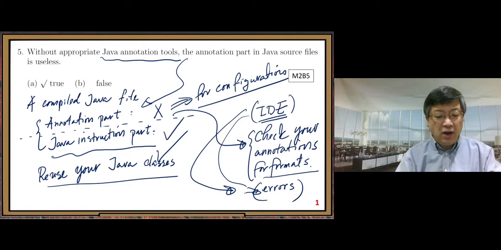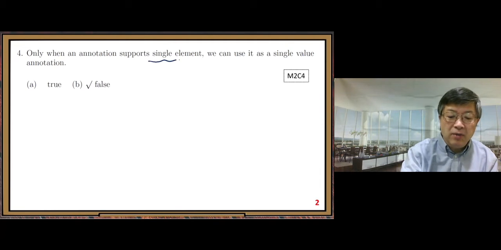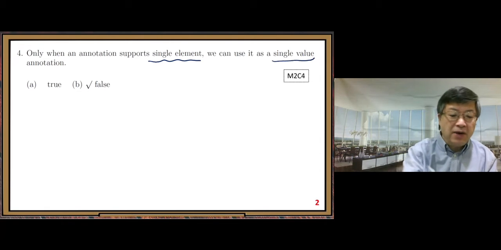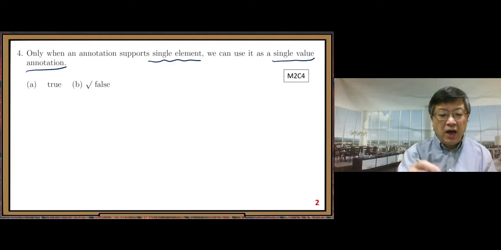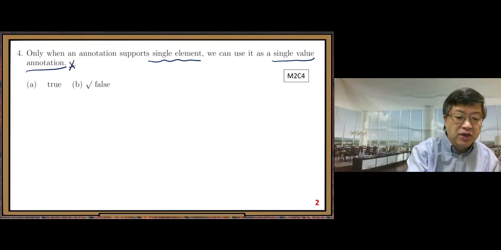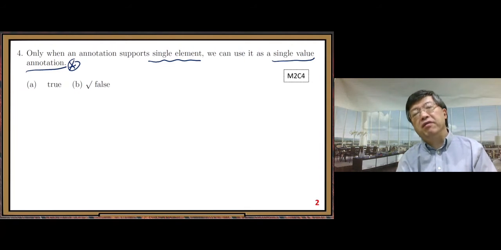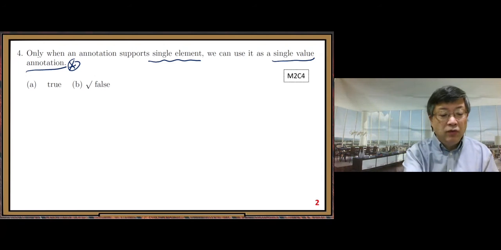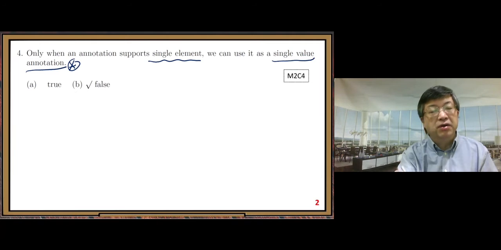Yeah. All right, so next question. Only when an annotation supports single element, we can use it as a single value annotation. Answer is false. Here, I want to check your understanding on this concept. Single value annotation. The meaning of that. Yeah. The meaning of that is different from what we describe it here, only when an annotation supports single element.